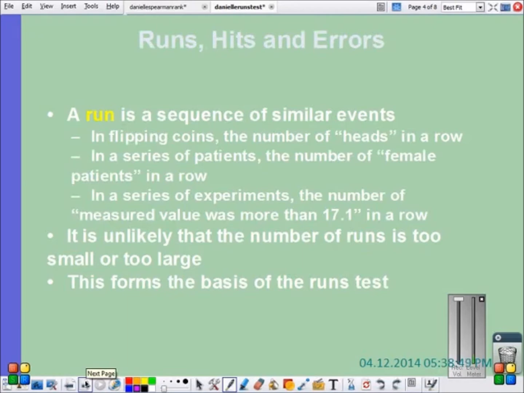Runs, hits, and errors. A run is a sequence of similar events. In flipping coins, the number of heads in a row. In a series of patients, the number of female patients in a row. In a series of experiments, the number of times the measured value was more than 17.1 in a row. It is unlikely that the number of runs is too small or too large. This forms the basis of the runs test.